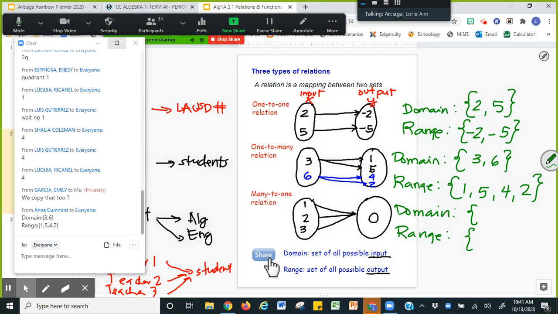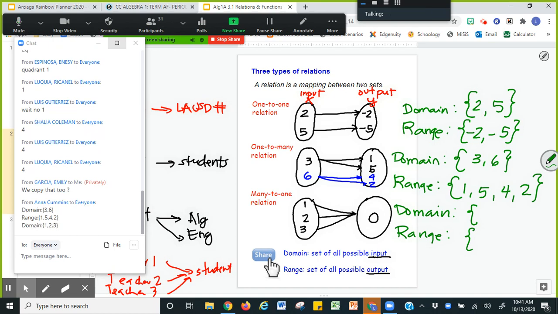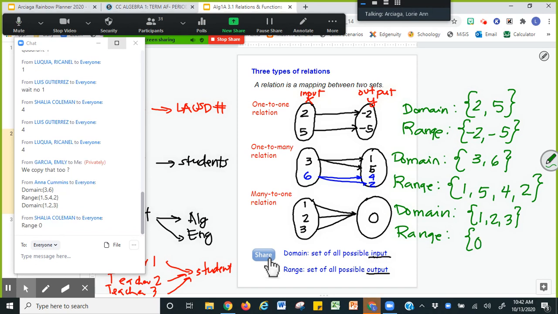For the many to one relation, what are the numbers in the domain and what's that single number in the range? Anybody? The domain, Anna said, is 1, 2, and 3. That's great. And the range, there's only one number in the range, which is 0, right? Very good, Shalia.